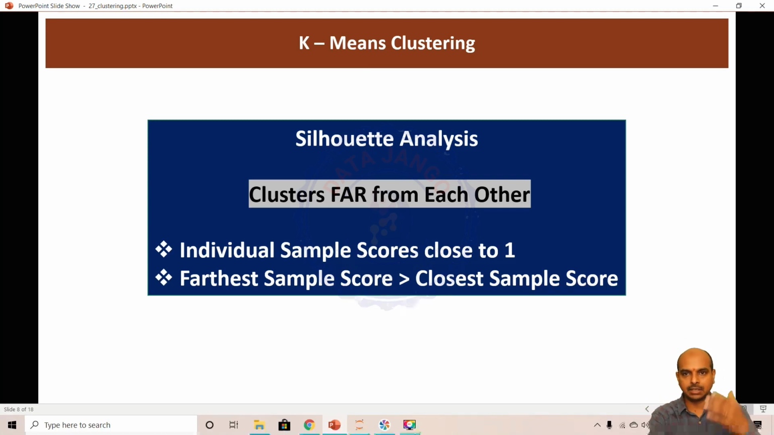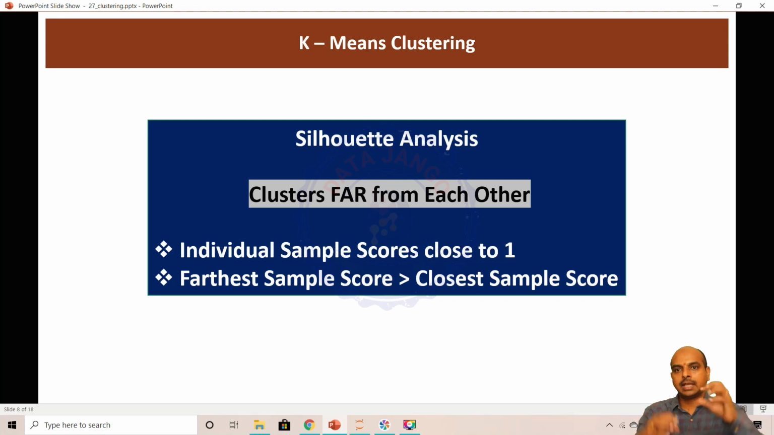So I have taken three different scenarios and tried to come up with an explanation. Let us see how it goes. Clusters far from each other. If two clusters are far from each other, how is the silhouette score going to be? If you look at this, individual samples' scores are going to be close to 1. When two clusters are far from each other, the individual scores of the data points are going to be close to 1. Okay, that is the first point.